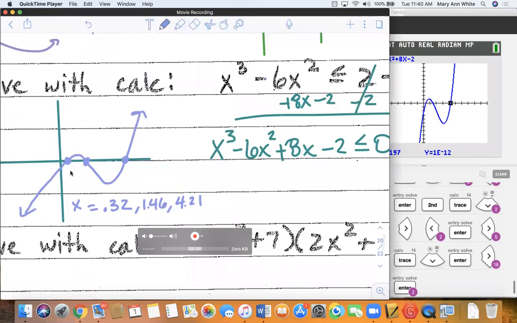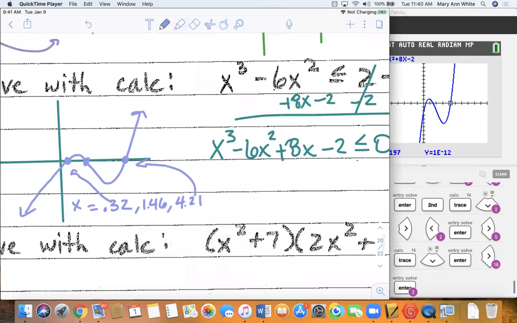Okay, so now I want to draw my picture, which is why I drew it over here anyway. So there's my 0.32, here's my 4.21, and my 1.46 is that one. You could have labeled it better. I'm just trying to get through this, so I'm sorry it's not picture perfect. We want to know where this is less than or equal to 0. I care about where it's below the x-axis. So I care about here, where it's below the x-axis, and from here to here, where it's below the x-axis. The whole reason I needed my zeros is that it helps me define my interval.